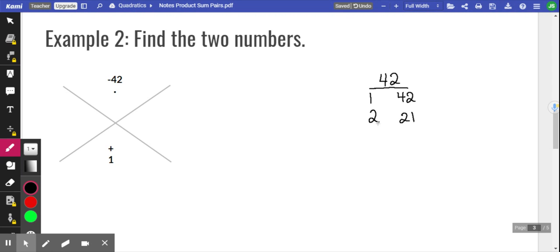Okay, so I'm going to try 3. Just see what happens. 42 divided by 3. Oh, it's 14, so that's a nice pair. 3 times 14 would give me 42. So I'm going to try a couple other numbers.